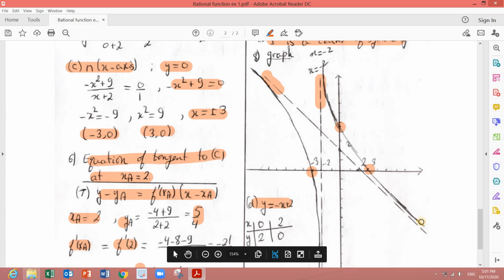Okay, this is all about this exercise. Please, if you have questions, you can ask next time. Write this exercise on your copybook.